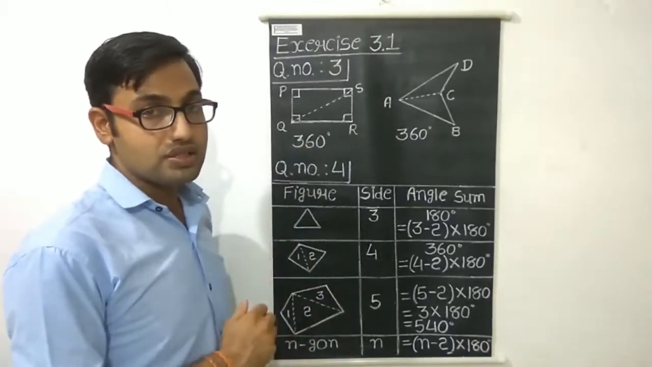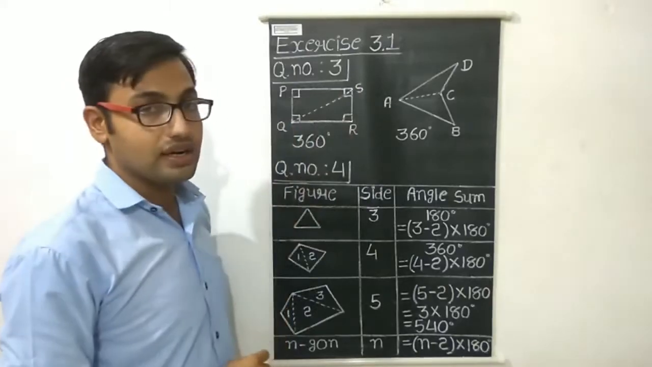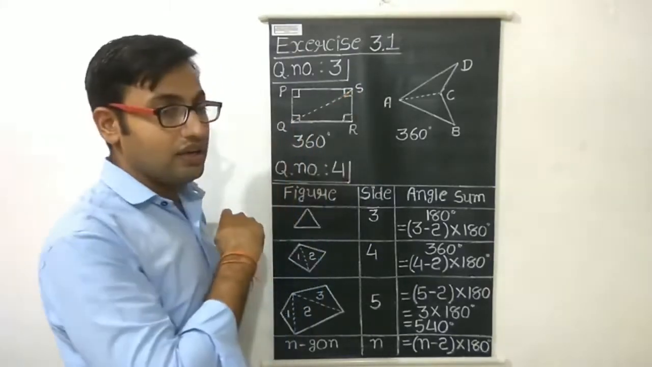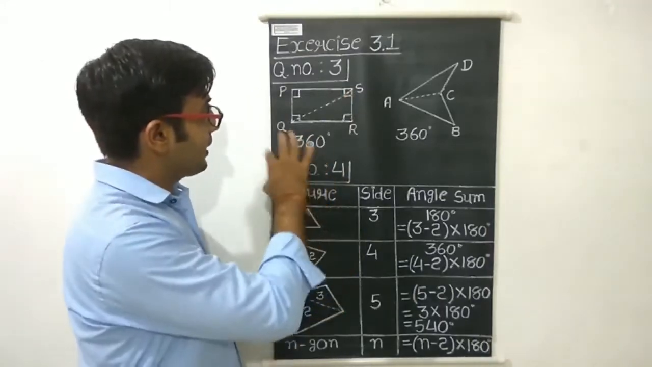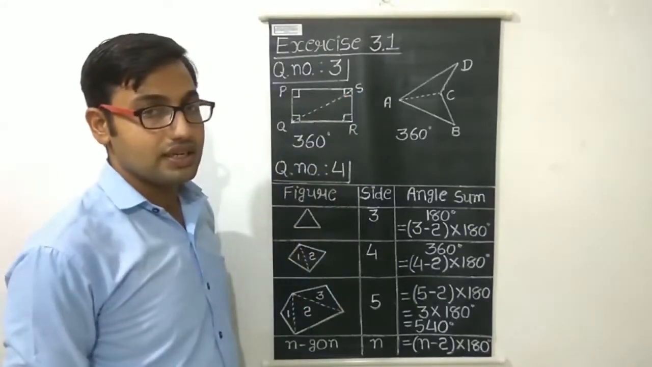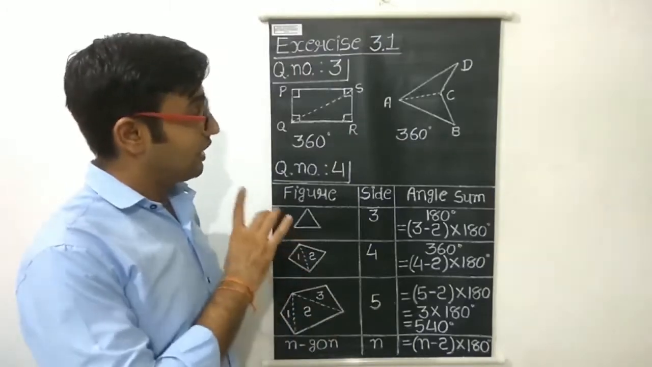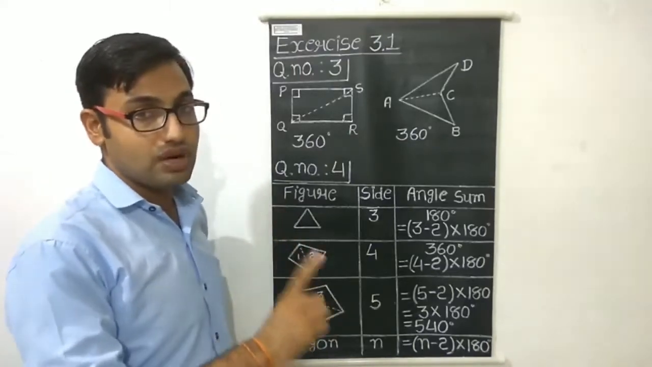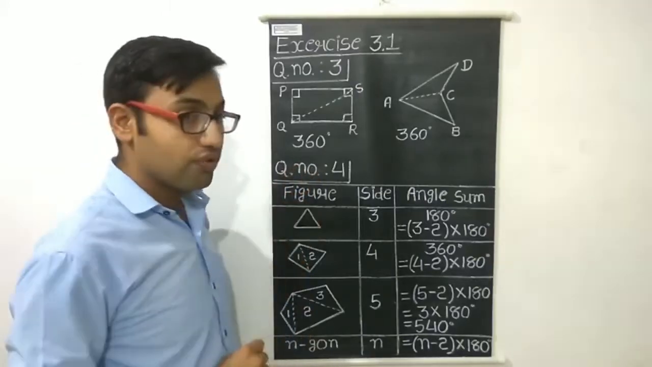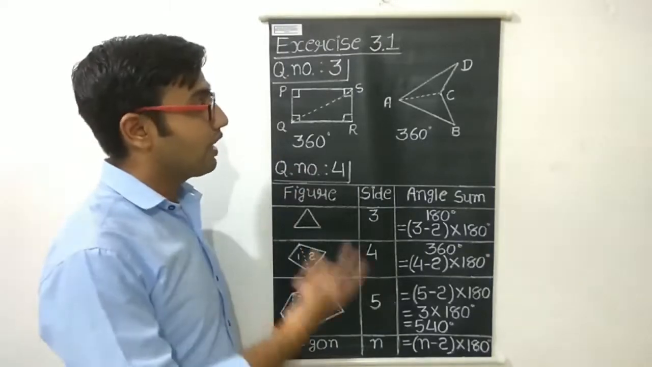So the first question asks about the angle sum property for a convex quadrilateral. This is a convex quadrilateral, and we know that if we divide it into two triangles, we get the angle sum property of a convex quadrilateral as 360 degrees, right? The second thing we have been asked is, if we take a non-convex quadrilateral, does this property also hold? Non-convex quadrilateral means the concave quadrilateral.